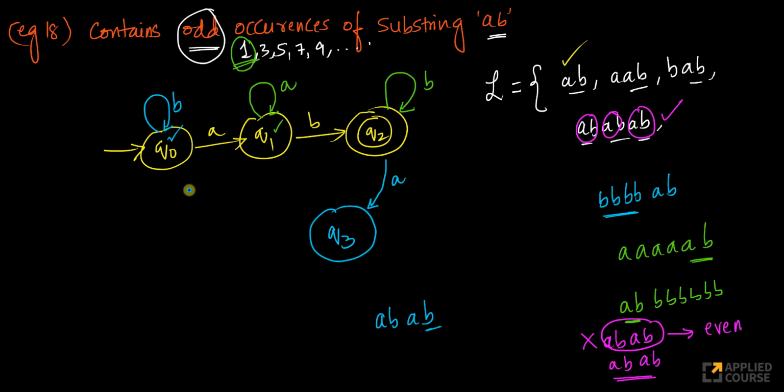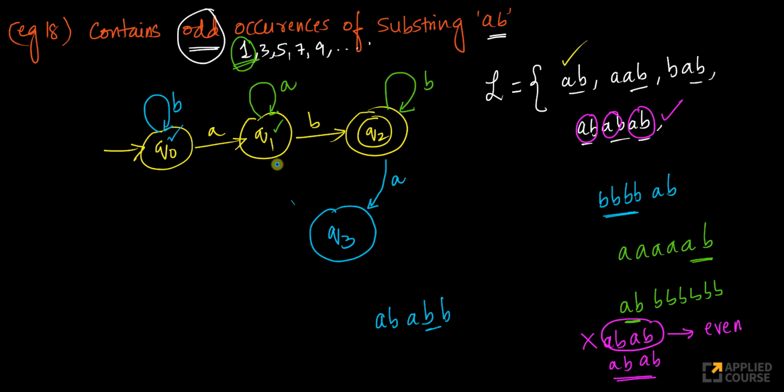If this goes here, then AB, A, B, B. If this B goes here, right? AB, A, B, B. Sorry, AB, A, B, B. This will be accepted now.